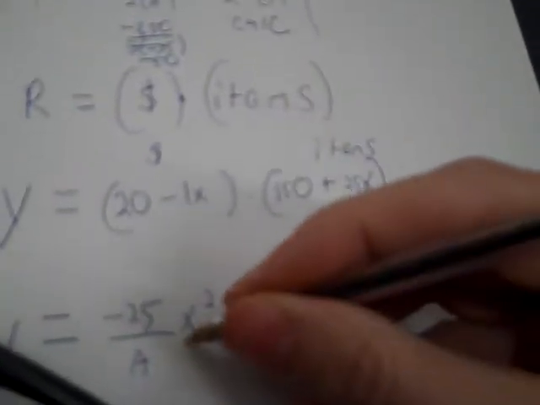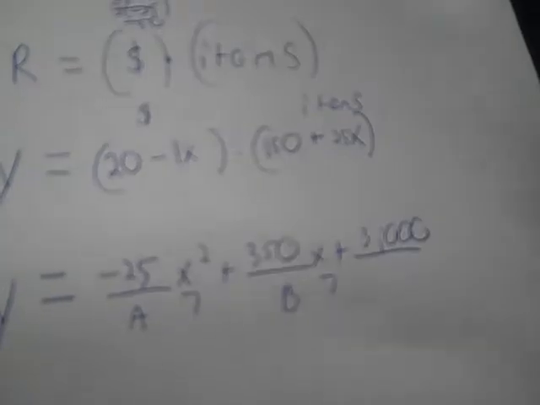And then replace the x on the calculator with 7, okay? Because y equals that. So negative 25 times 7 to the second power plus 350 times 7 plus 3,000. I got 4,225.